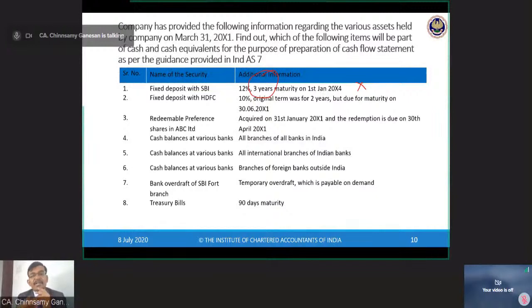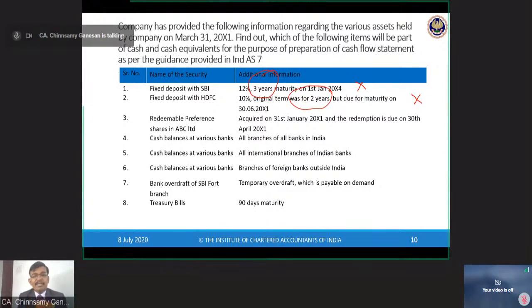Second, fixed deposit with HDFC, 10% interest. I'm not bothered about the rate of interest. Original term was 2 years, but it is due for maturity within 3 months, by March 31st 20X1. But what we are supposed to see is that at the time of investment, it should have an original maturity of 3 months. But the original term is 2 years. So accordingly, this is also not a cash and cash equivalent. We are not seeing when it is going to mature. At the time of investment, what is the original maturity period, whether it is 3 months or less. Accordingly, this is also not cash and cash equivalent.